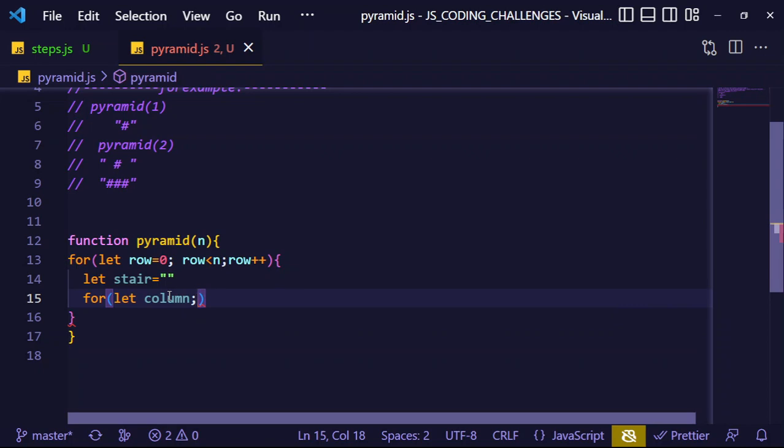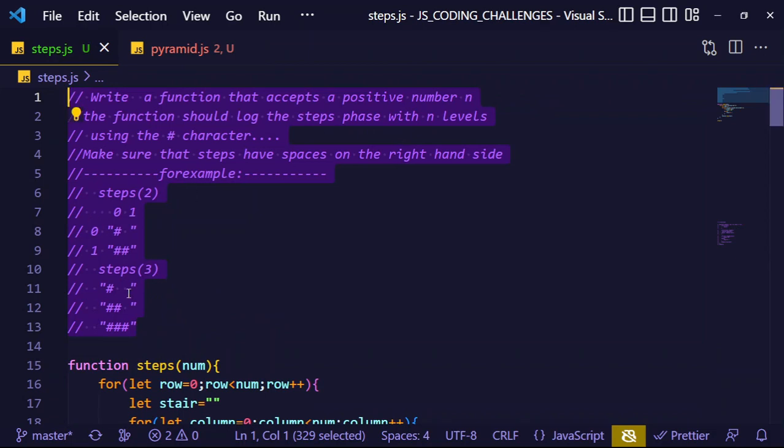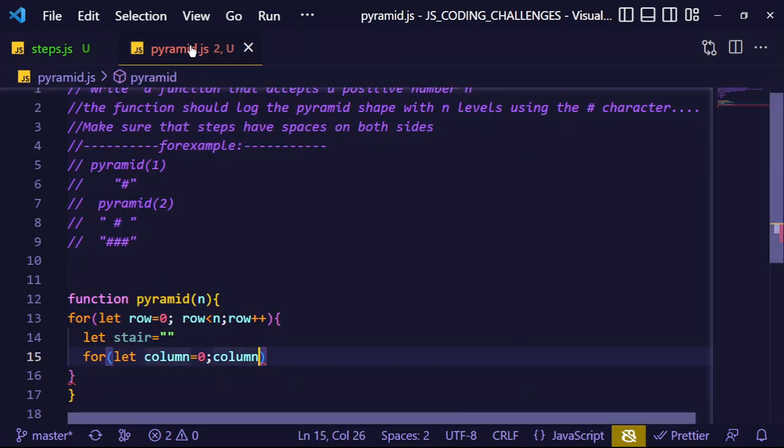But now what's going to change here? We're not going to be looping from column equal to 0 to n. We're not going to do the same approach we did the other time round. This one is going to change a little bit, because let us first go back to this example here. When you look at this pattern, it is different from the pattern we saw in the previous challenge.